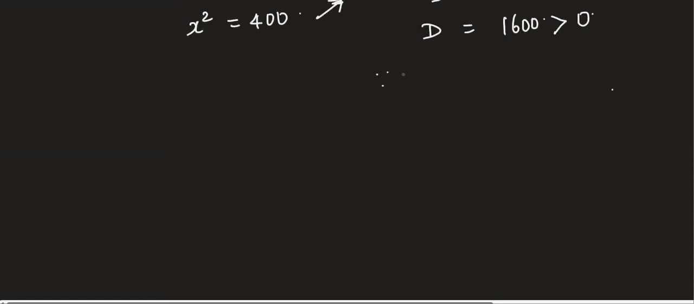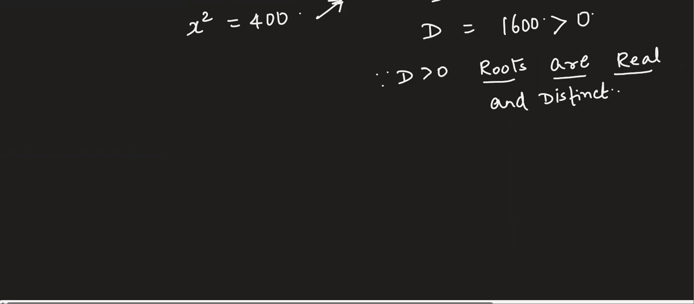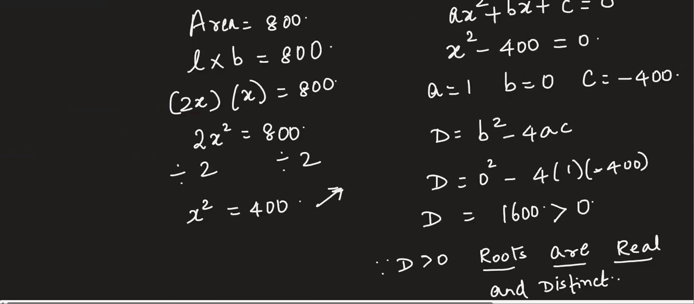So since D is greater than 0, the roots of this quadratic equation are real and distinct. Okay, which means we'll have 2 different roots. Now this is possible. So hence, since D is greater than 0 and the roots are real, this situation is actually possible. Now we'll have to find what is the L and B.